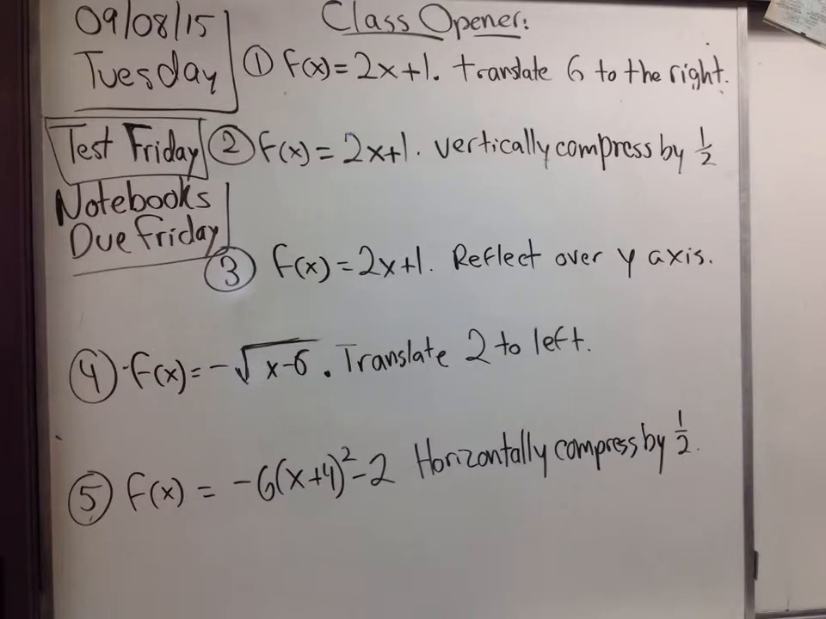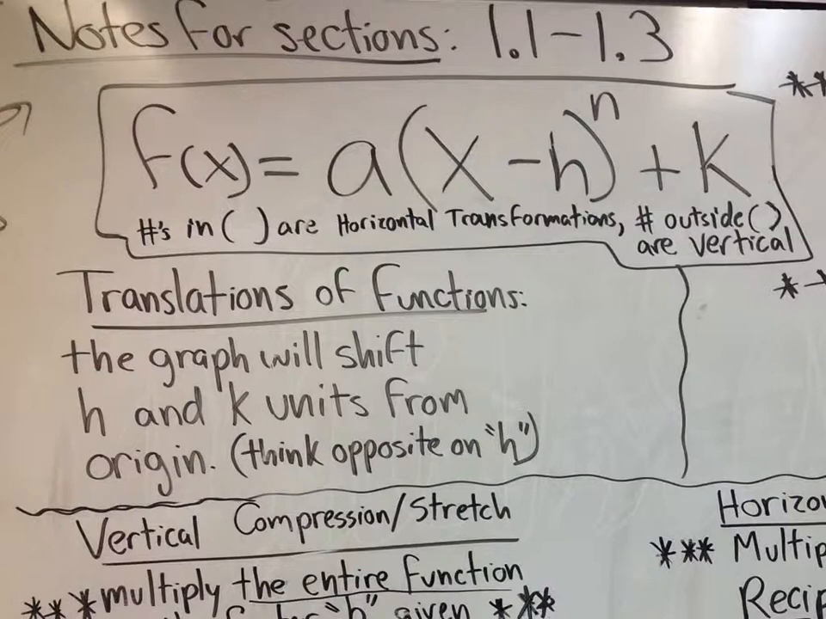Okay guys, so here's part one of the class opener, and number one says to take that linear function f of x equals 2x plus 1 and translate it 6 to the right. So in order for us to really understand this, we need to think of the general form that we already know is f of x equals a parentheses x minus h to the m power plus k.